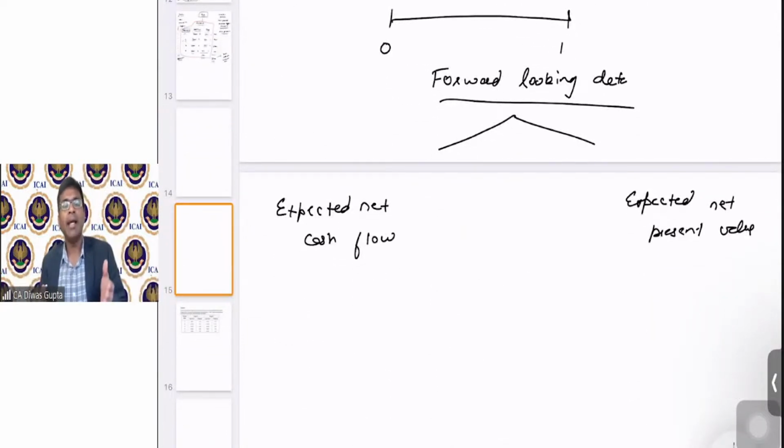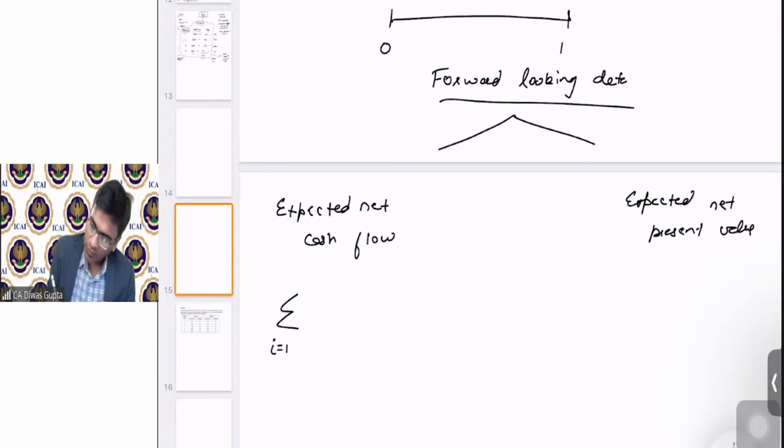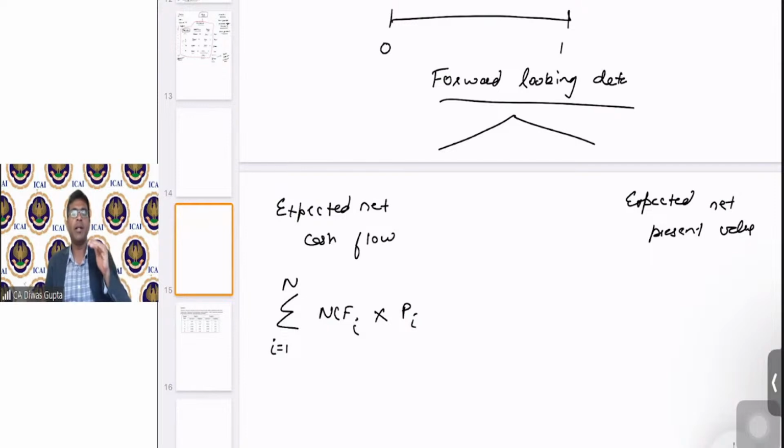Simply multiplying the net cash flow with the probabilities, right? And taking a summation, from 1 till n, net cash flow for the ith position multiplied by probability for the ith. So first possibility, second possibility, up to the nth possibility, you take the cash flow and multiply with the probability and take a sum of. That is called expected net cash flow.